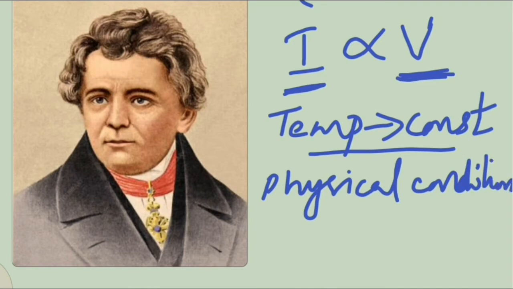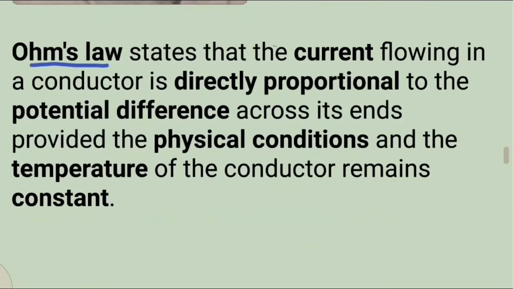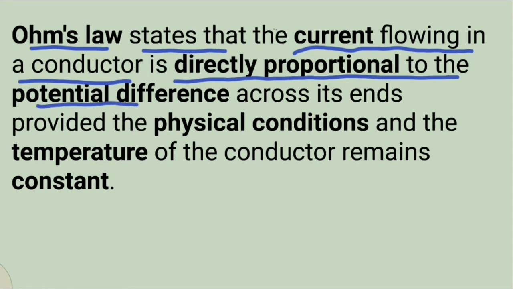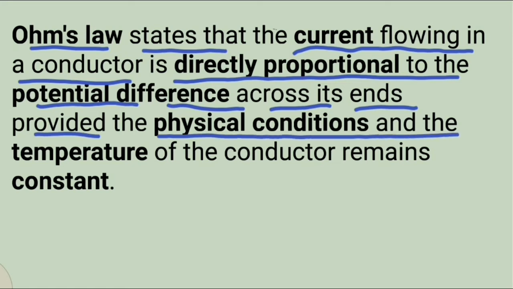Physical condition means if we are using a conductor having a particular length and area, then that should remain constant throughout the experiment. Then only Ohm's law is applicable. Now let us state Ohm's law. Ohm's law states that the current flowing through a conductor is directly proportional to the potential difference across its ends, provided physical conditions and the temperature of the conductor remain constant.